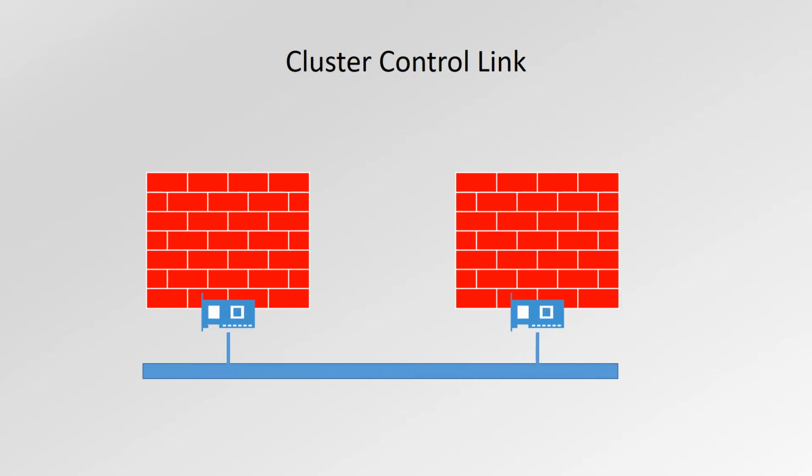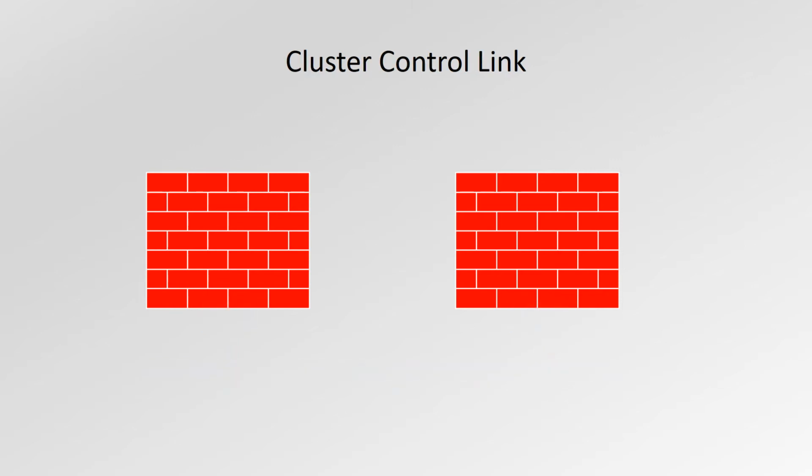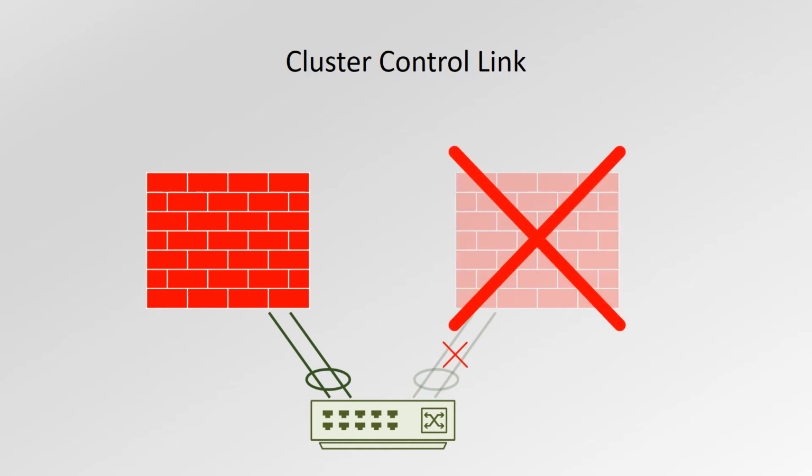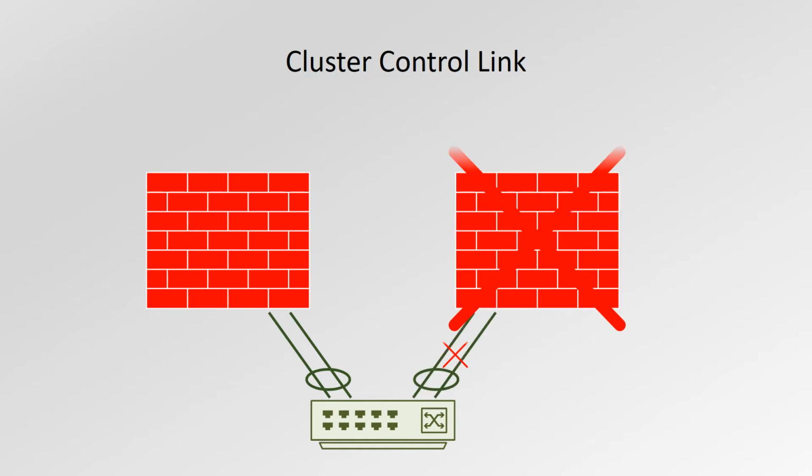It also carries some data traffic. This includes queries about which member a particular packet should be delivered to, but we'll look at that more later. The CCL uses dedicated ports that connect to a switch. If the CCL goes down on a member, the member is removed from the cluster. Even in a two-member cluster, the switch connection is mandatory.